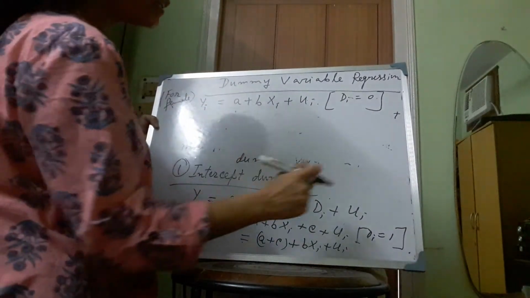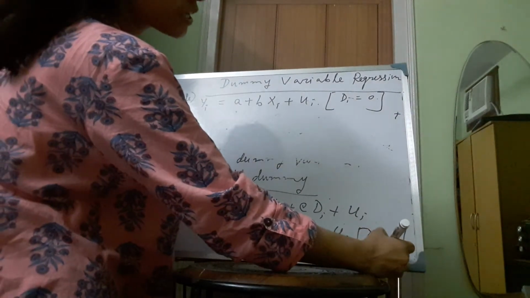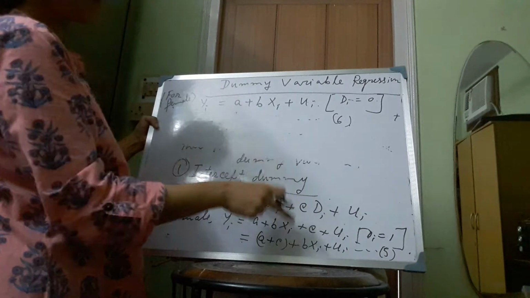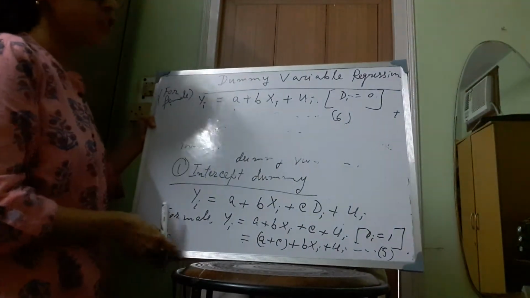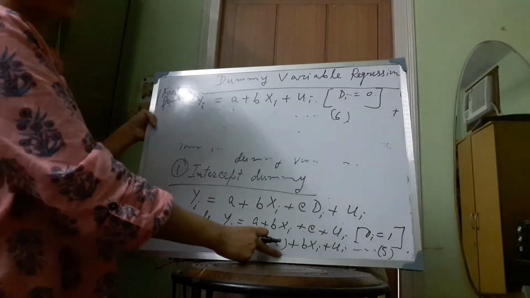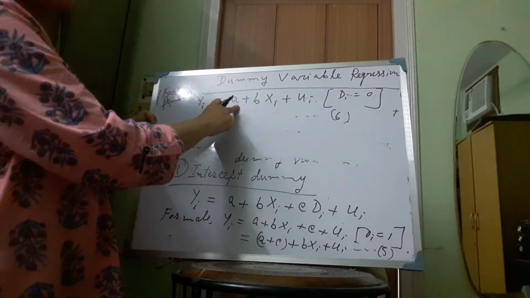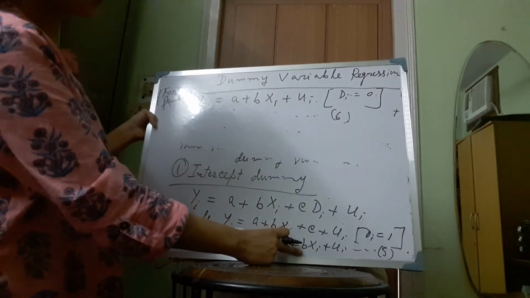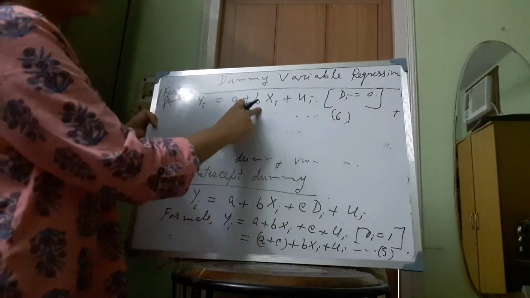Now if we compare these two equations, suppose this is equation 5 and this is equation 6, what is the difference between these two regression equations? Here the value of the intercept is a plus c, and here the value of the intercept is only a. But the slope is the same in both the models. The slope in both the cases is b.